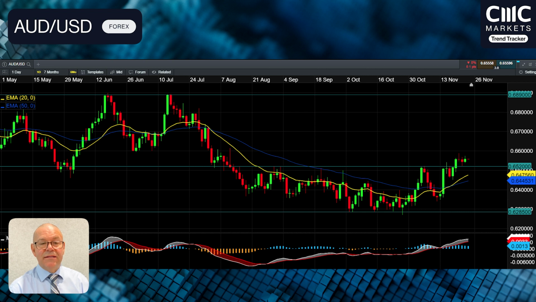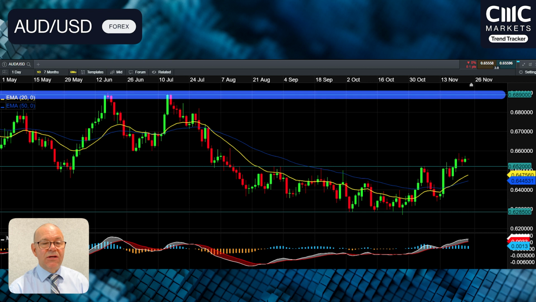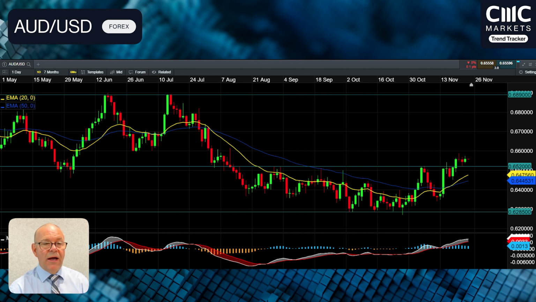And if we're looking for targets for longs, back up around that 68.90 or 69 cents where we had a double top back in June and July. Is that target achievable? It's certainly possible if global equity markets continue to rally, and that is something to look out for this week when trading the Aussie dollar.